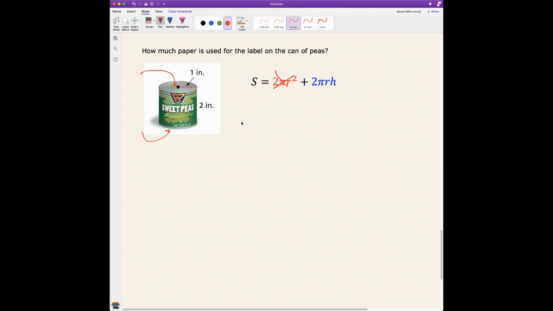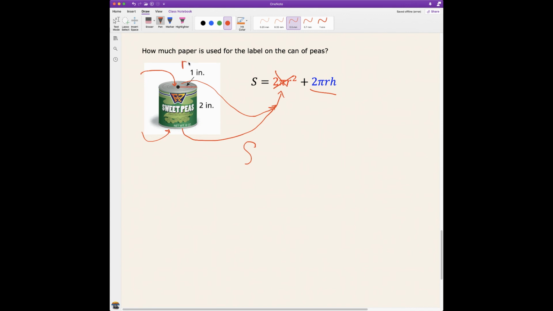And the reason I don't need it is because this part of the formula gives me the area of these circles, the one on the top and the one on the bottom. So I don't need that part of the formula. I just need this part of the formula because this question is actually asking me to find the lateral surface area of this can.